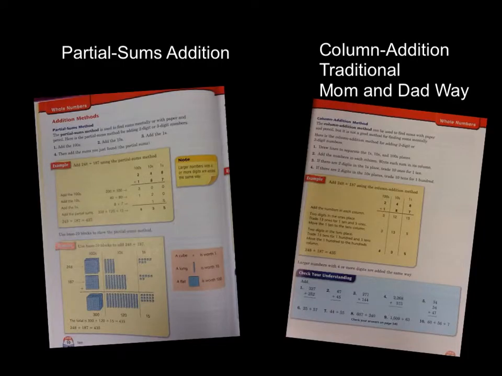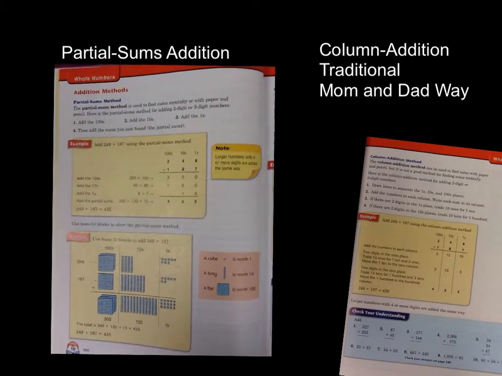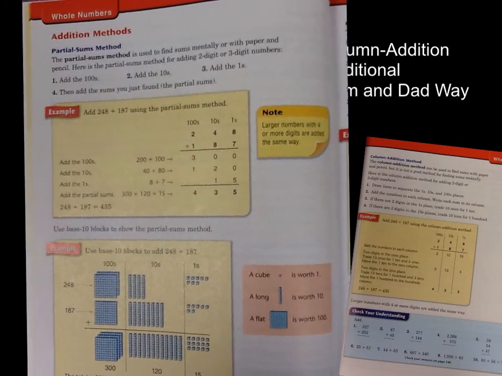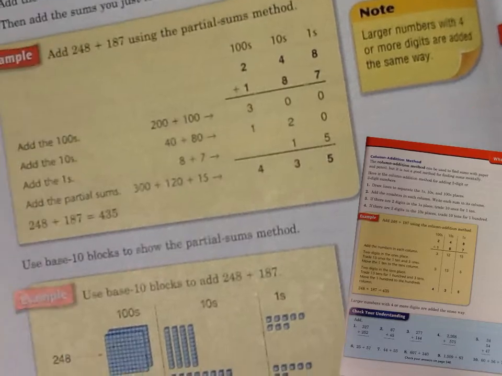We're going to take a look at 2 different ways of adding. The first one on the left is called the partial sums addition. This is one of the ways you learned how to add last year. Let's review it. In the partial sums, you would write down the 2 numbers you're adding. So for example, we have 248 plus 187.